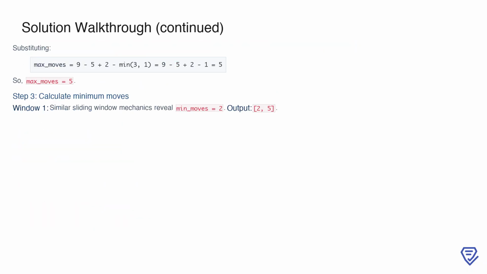For the minimum moves in this example, we again use the sliding window approach. By calculating the window size and the number of stones inside each window, we determine how many moves are needed to make all stones consecutive. The sliding window mechanics reveal that the best result is achieved with min_moves equals 2. This is possible because the gaps between stones are more evenly distributed compared to the previous example. Therefore, for this example, the final values are min_moves equals 2 and max_moves equals 5. The output is 2, 5.